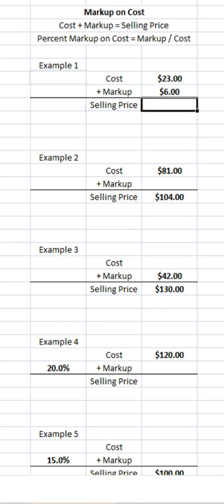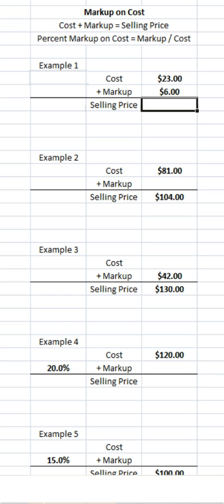In the markup on cost case, we're going to calculate all percentages with cost as the denominator. For example, percent markup on cost will equal markup divided by cost. In all of our examples, the far left column will be the percentages, the center will be our basic formula, and the far right will be the dollar amounts.